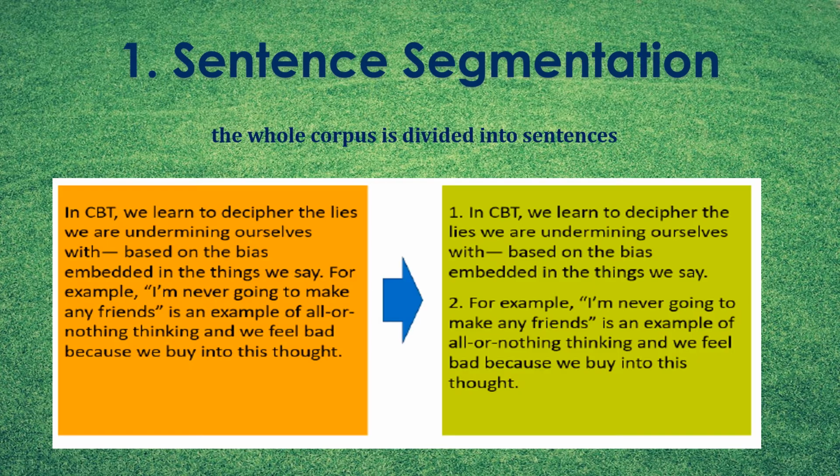First step is the sentence segmentation. In this one, the whole corpus is divided into sentences. So a paragraph will be given to you. You have to divide the paragraph into sentences. We know a sentence starts with a capital letter and ends with a full stop. The same way, you have to divide the paragraph into different sentences.